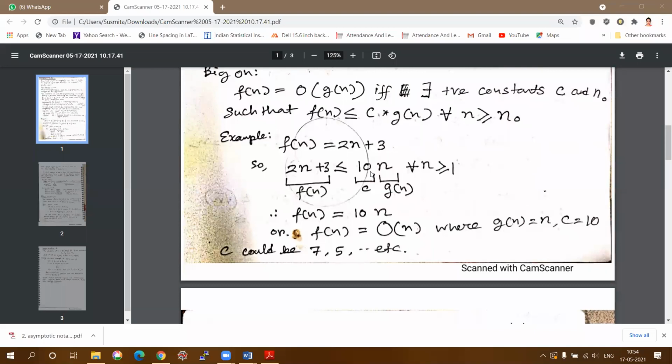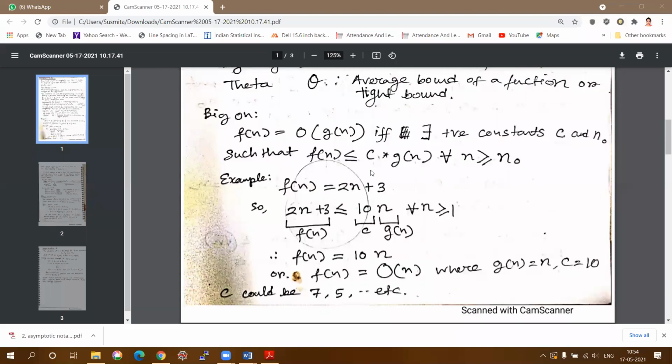Now, the definition is something like this. It is written f(n) equals order of, or capital O, or big O of g(n). So g(n) is a function, f(n) is another function. I am representing f(n) using order of g(n). If I fulfill some conditions written here, then we can write this representation f(n) equals order of g(n), for which there are some conditions.